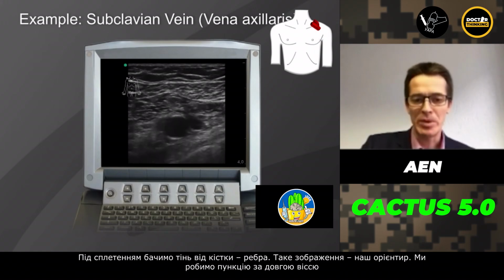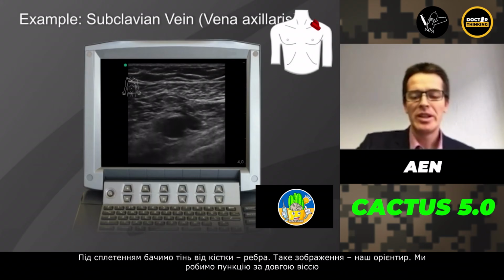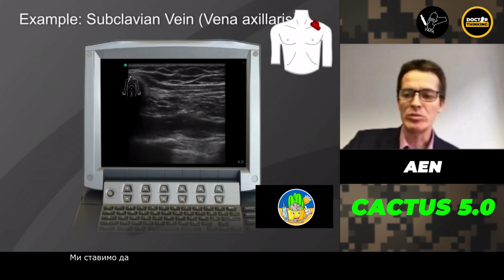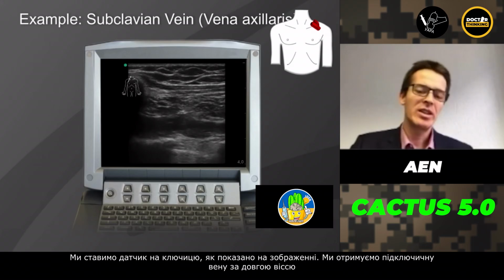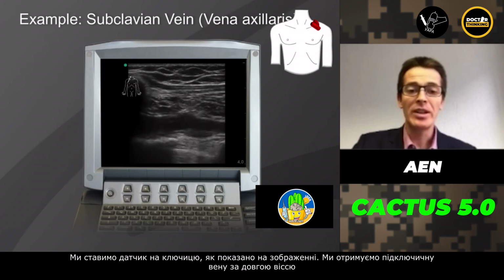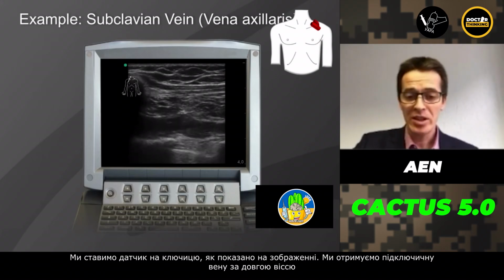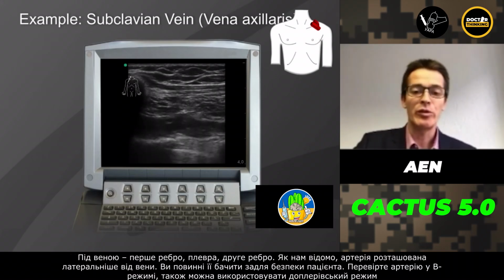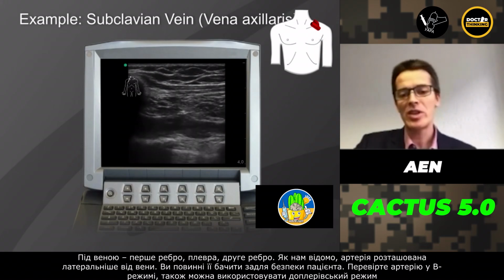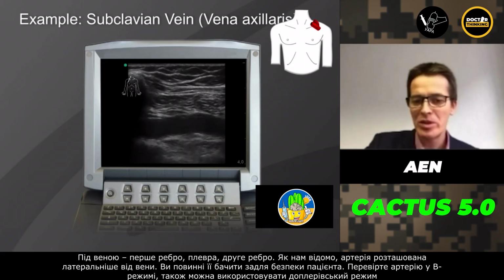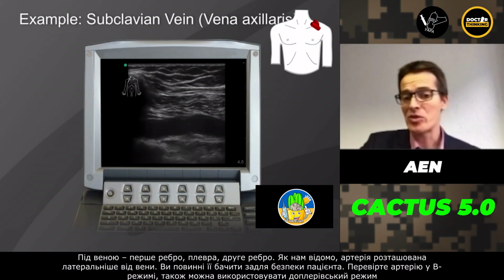This is the rib. However, we only use this ultrasound image as a general anatomical orientation, as we want to do the puncture in long axis. For this, we rotate the probe. We deliberately place the clavicle on the image, just under the pictogram, or under the body marker. Now we have the subclavian vein in long axis, and under the vein we have the first rib, and then we have the pleura and the second rib. As we know that the artery is lateral to the vein, we just check it to be certain, to be also safe for the patient.